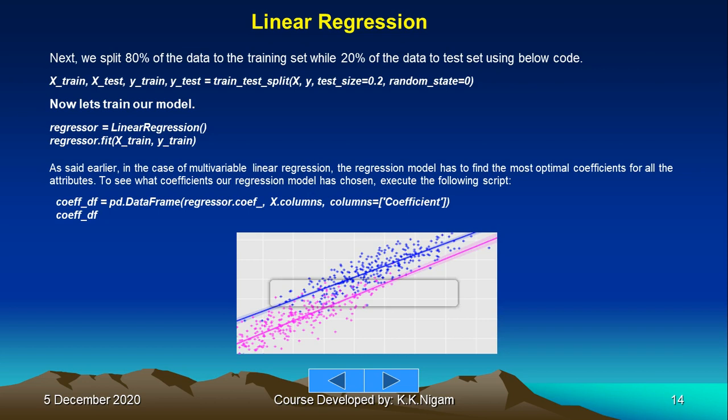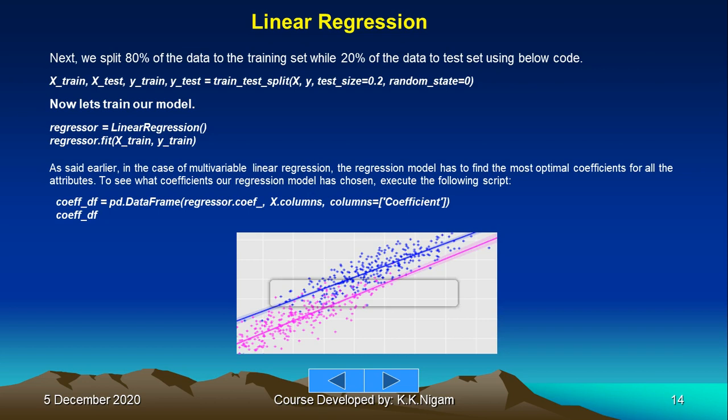Now let's train our model. regressor is equal to LinearRegression, regressor.fit(X_train, y_train), because here you are training the data. Now, as said earlier, in the case of multivariate linear regression, the regression model has to find the most optimal coefficients for all the attributes. To see what coefficients our regression model has chosen, execute the following script.